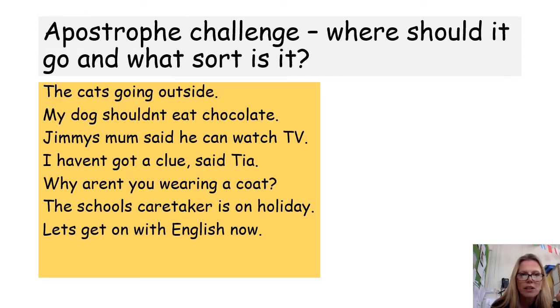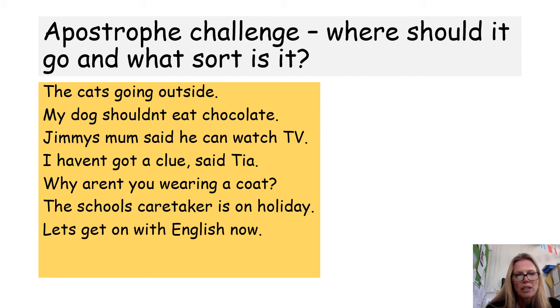Okay, so we have an apostrophe challenge to start with. I want you to tell me, where should the apostrophe go and what sort of apostrophe is it? So it's either going to be a contraction apostrophe or a possessive apostrophe. Contraction is when we're squashing two words together, and a possessive is when we're showing that something belongs to somebody or something. The first sentence is, the cat's going outside.